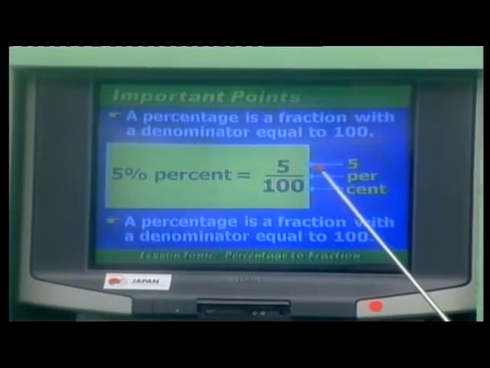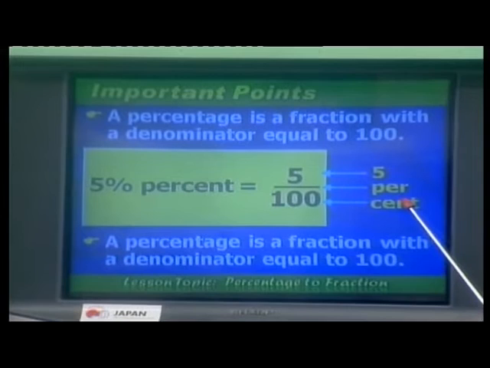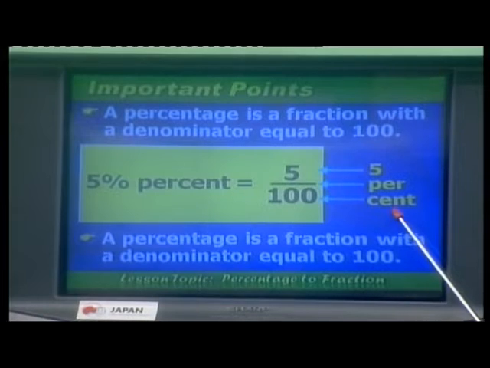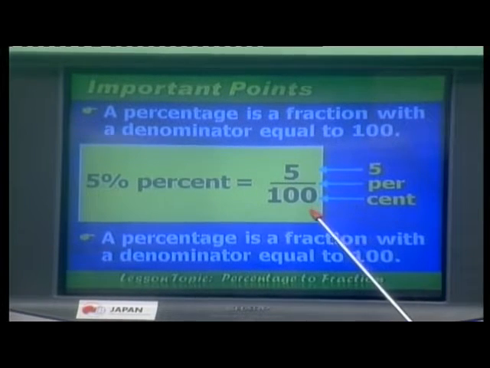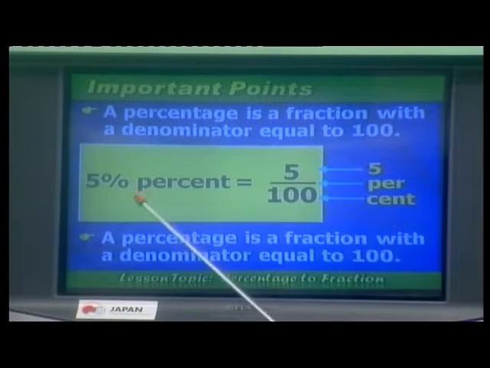Okay, 5 remains as 5. This line here refers to per, 1. And 100 is cent. So these are just names that will represent these numbers. And it all comes back to this written form here, 5% as in symbol form and also in words. A percentage is a fraction with a denominator equal to 100, like what has been said from the top.